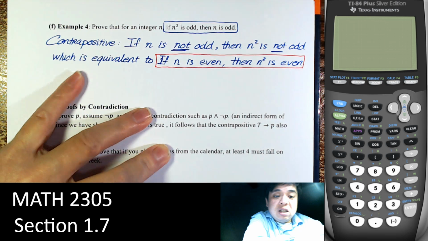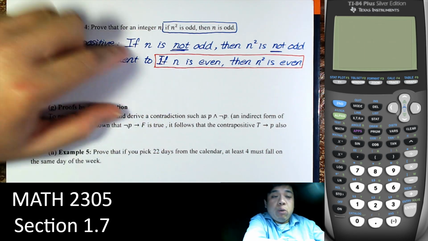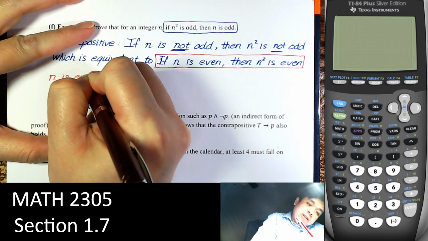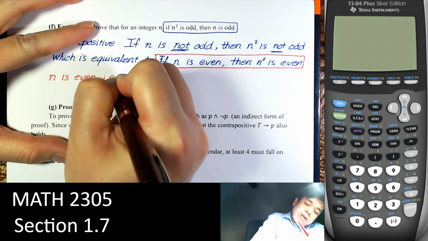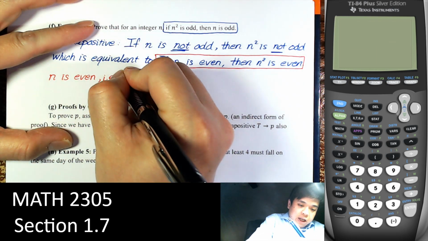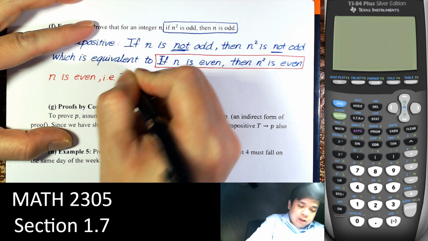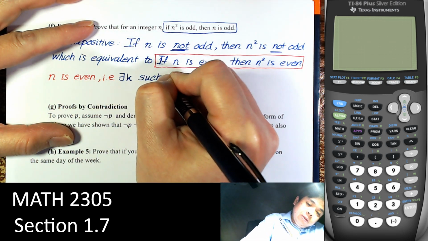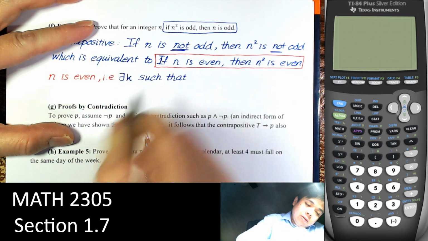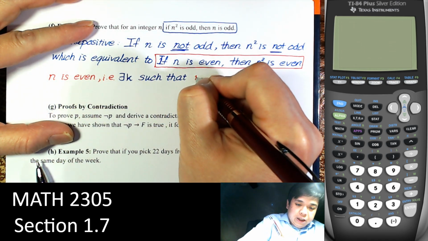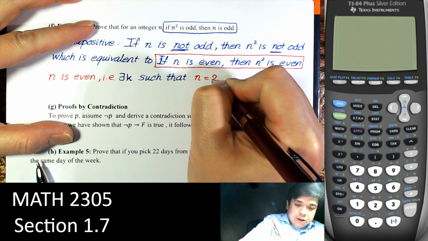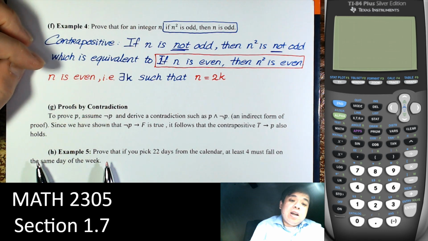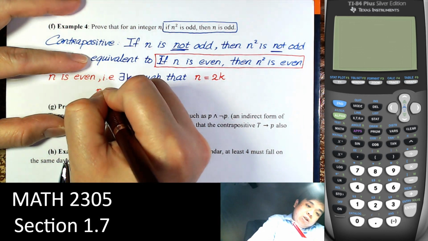Running backward like this is easier to prove, because if n is even, we know where we start from there. N is even, meaning that there exists k such that n equal to 2k. Right, and then we just need to know what is n square.